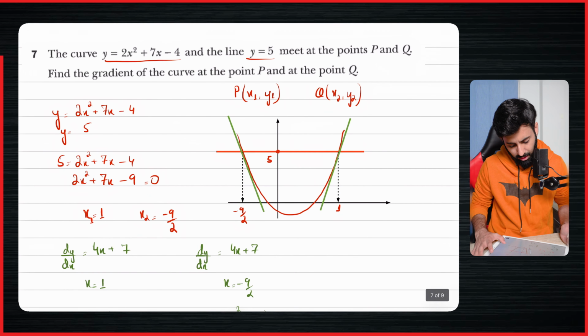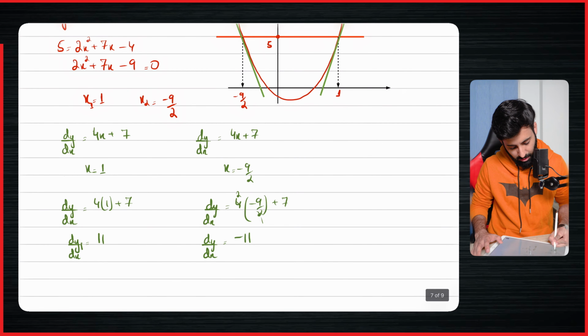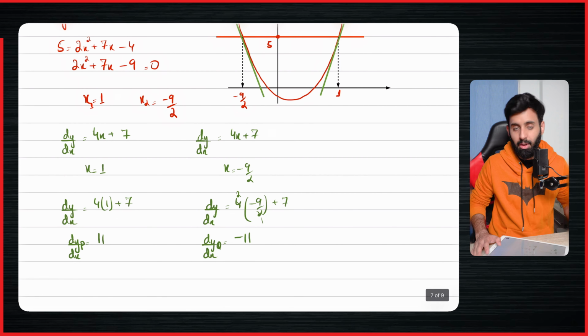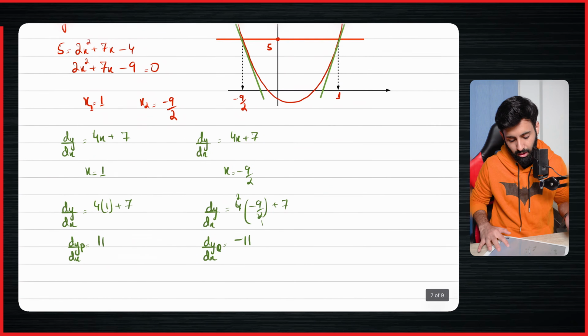Let's see if there's anything the question is asking for. Nope, the question is not asking you to find anything. So this is dy by dx at P, and this is dy by dx at Q. And that's it. The question has now been solved.